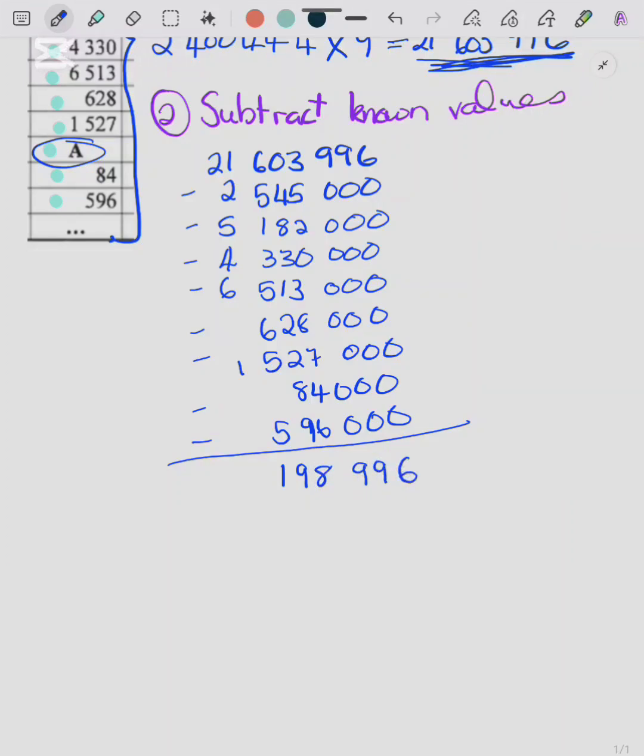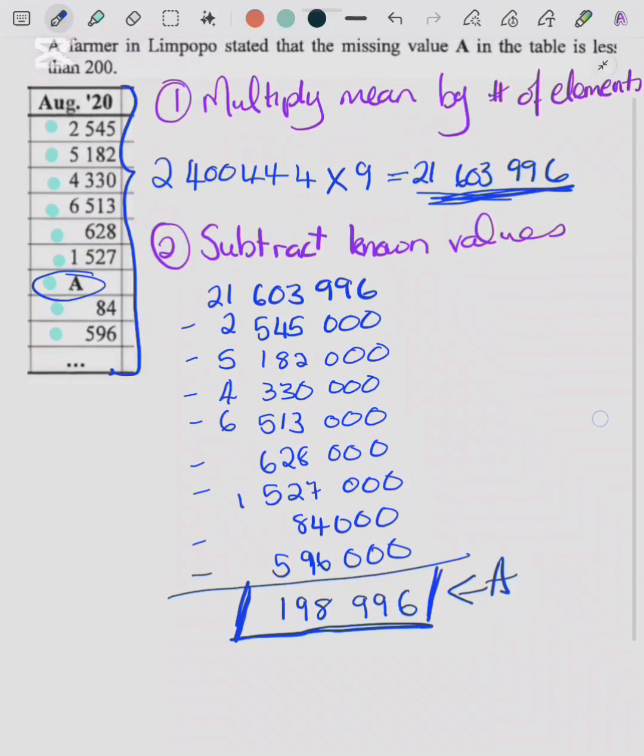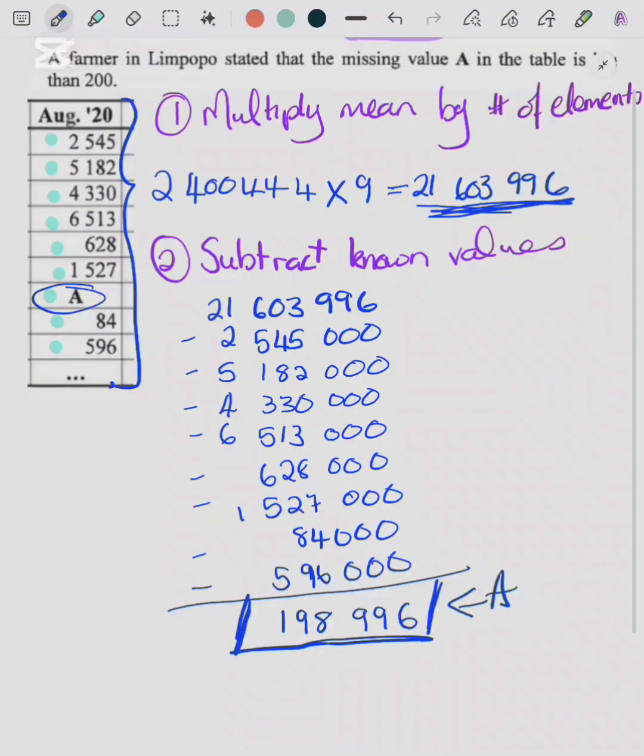198,996. And if you think about that, that does make sense because it's in the range of all the other values that I have, right? So that now is telling me the number that is missing. This is now my A value. Now, the only issue here though is that this is my A value out of the table, so not in the thousands format. If it was in the table, it would be in the thousands format.